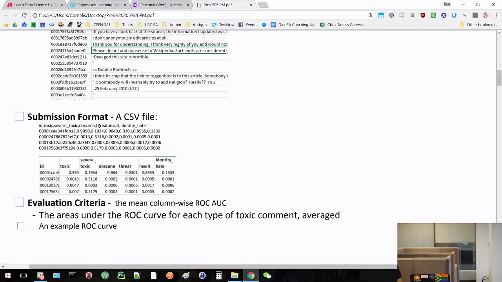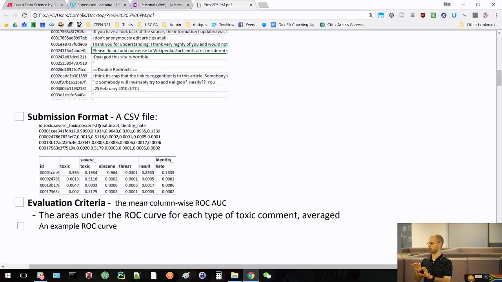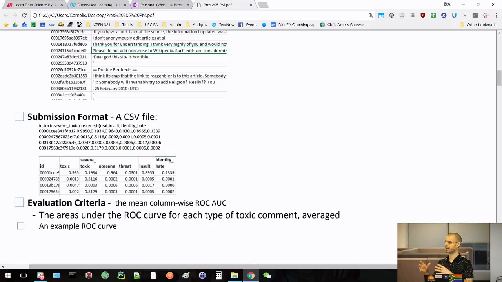But that's not what your final score is based on. Your final score is based on the private leaderboard, which is a separate group of data which nobody gets to see before the very end of the competition. And that's to prevent leaderboard probing, where people make lots of submissions and figure out what works best on the leaderboard.